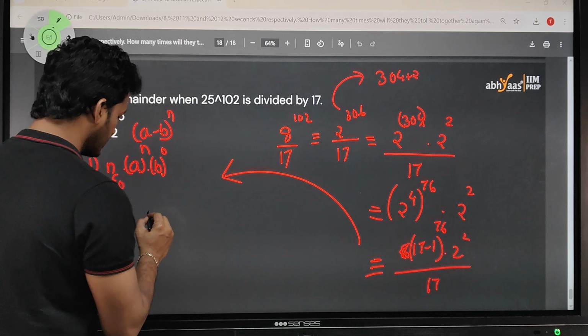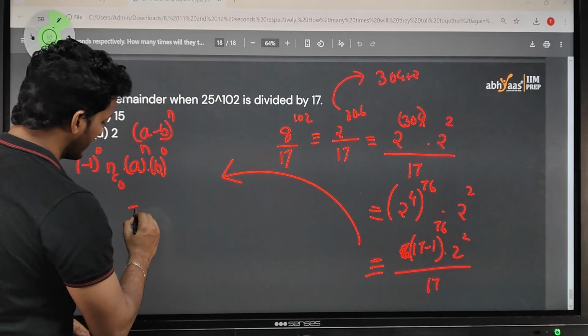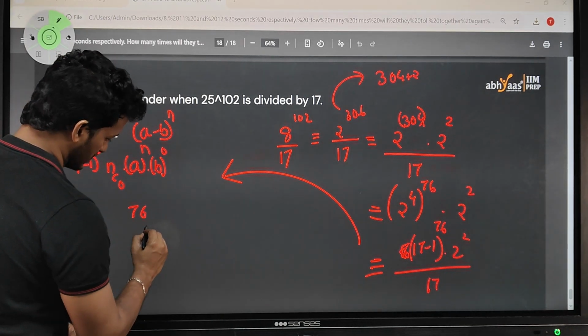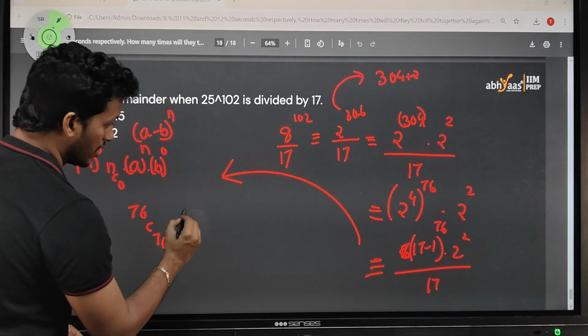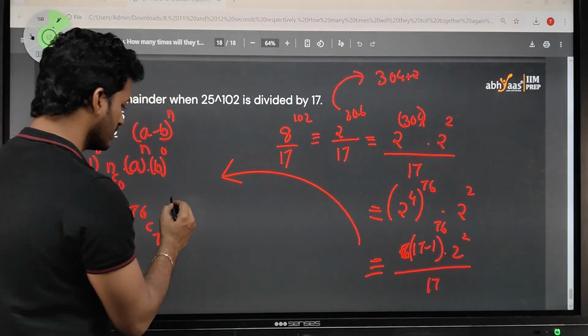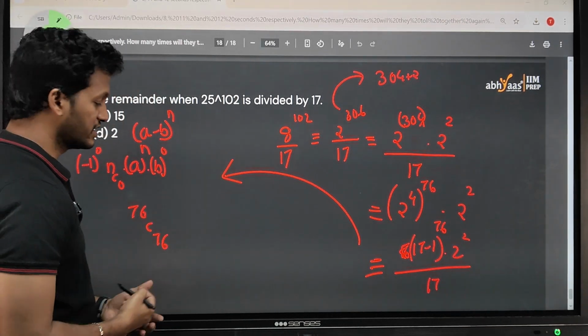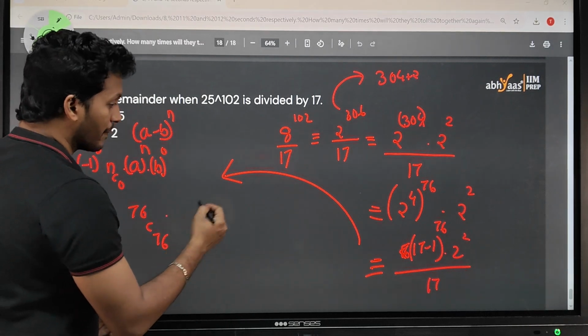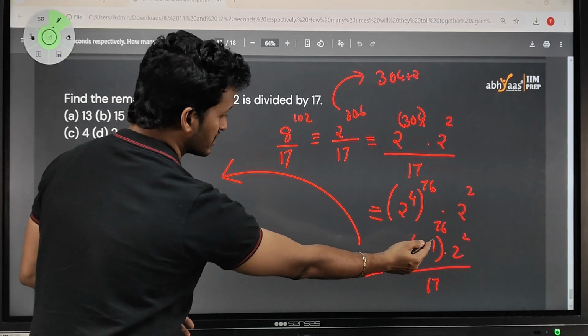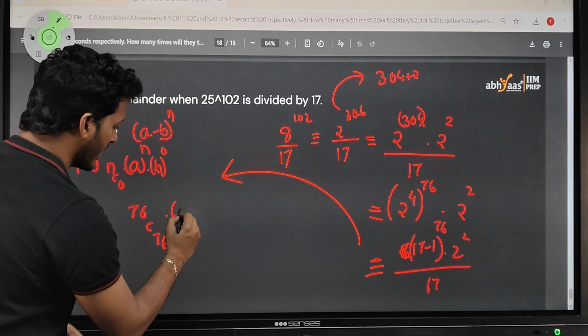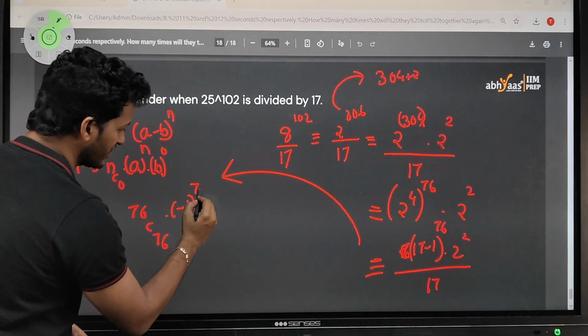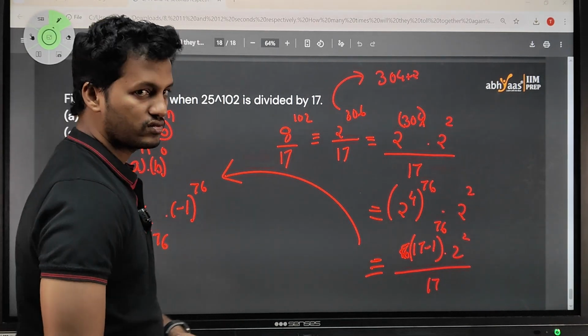The last term is 76 C 76. What is the power of 17 there? 17 has a power 0, because 76 minus 76 is 0. So it's 1 only. Minus, so it's minus 1. So I'm taking it as minus 1 whole power 76. What will be this value?